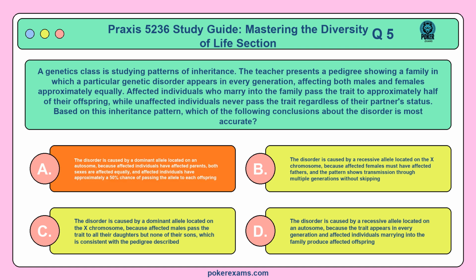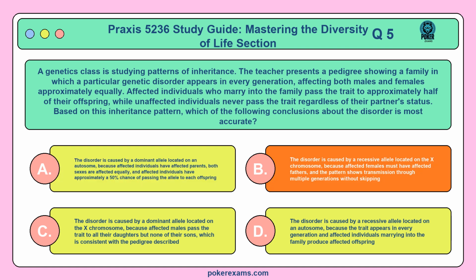Option A. The disorder is caused by a dominant allele located on an autosome. Because affected individuals have affected parents, both sexes are affected equally, and affected individuals have approximately a 50% chance of passing the allele to each offspring. B. The disorder is caused by a recessive allele located on the X chromosome. Because affected females must have affected fathers, and the pattern shows transmission through multiple generations without skipping.